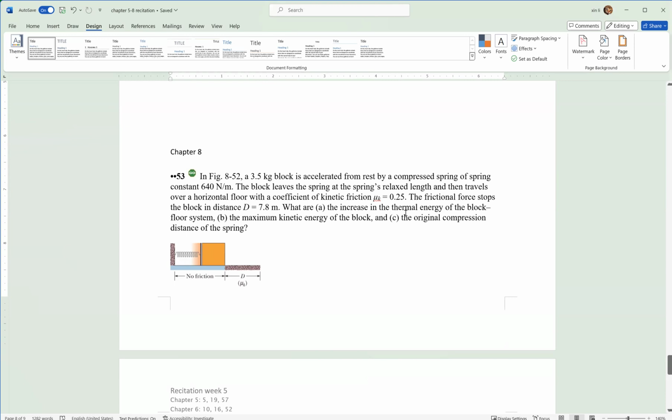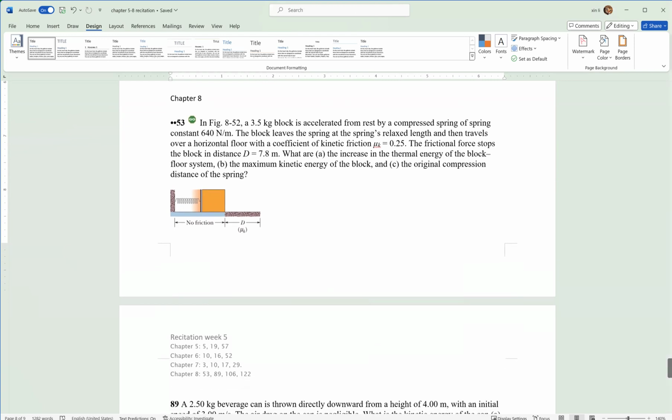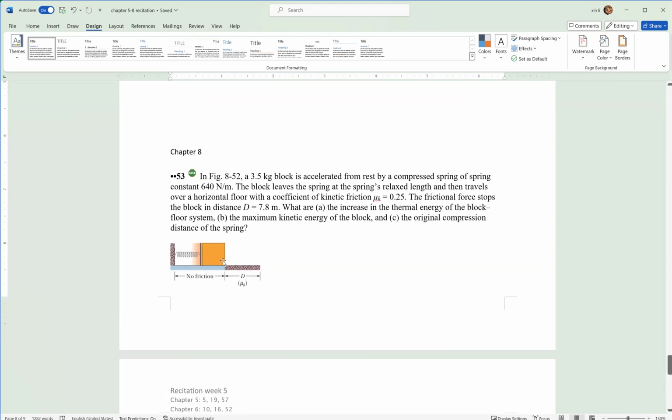So what are we asked? A, the increase in thermal energy of the block-floor system, the maximal kinetic energy of the block, and then the original compression distance of the spring. So you are going to see what converted to what. Going from here to here, your kinetic energy converted to thermal energy because you have friction here. And how do we calculate the thermal energy?